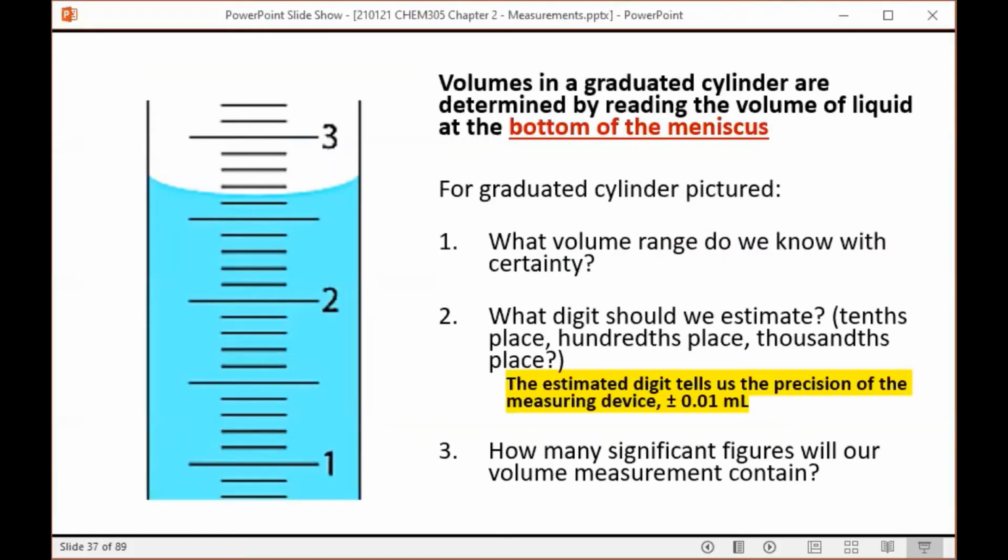So again, volumes in a graduated cylinder are determined by reading the volume at the bottom of the meniscus. Let's take a look at this graduated cylinder pictured. What volume range on the cylinder do we know with certainty? What digits should we estimate? Is it going to be in the tenths place, the hundredths place, the thousandths place? And then how many sig figs will our volume measurement actually contain?